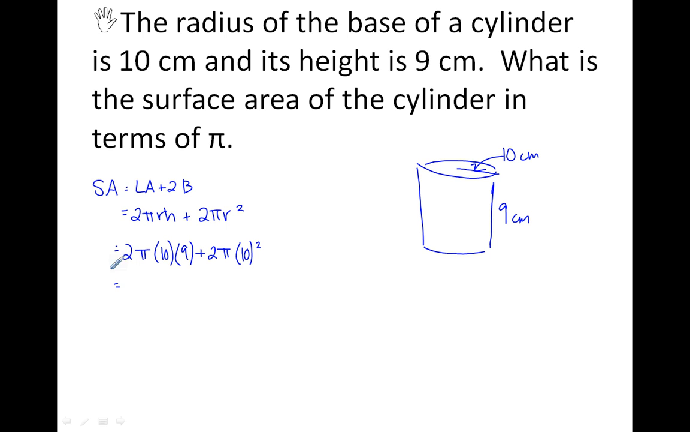Okay, so 2 times 9 is 18 times 10 is 180. 10 squared is 100 times 2 is 200. So 180 plus 200, we have 380 pi. Our unit is centimeters, so our answer is centimeters squared. So the surface area of this cylinder is 380 pi square centimeters.